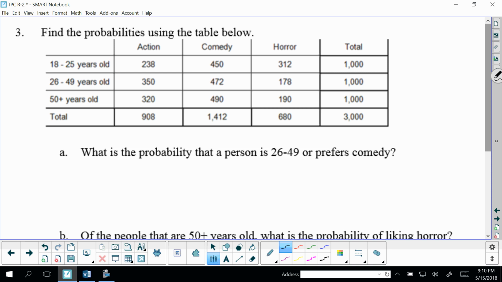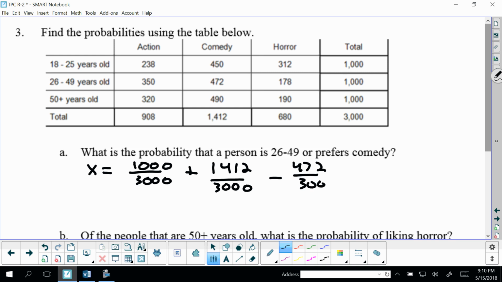All right, in A, you should have done the and/or formula. So we want the probability of 26 to 49 or prefers comedy. So that should be like an X. Probability of 26 to 49 should be 1,000 over 3,000. Plus probability prefers comedy. That should be 1,412 over 3,000. Minus the probability of both, which is where they crisscross, which is 472 over 3,000.